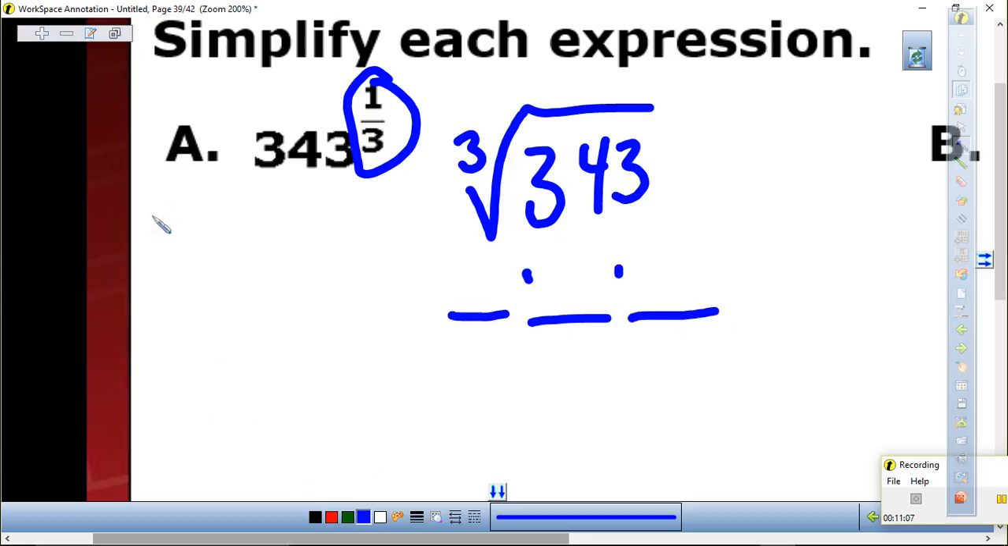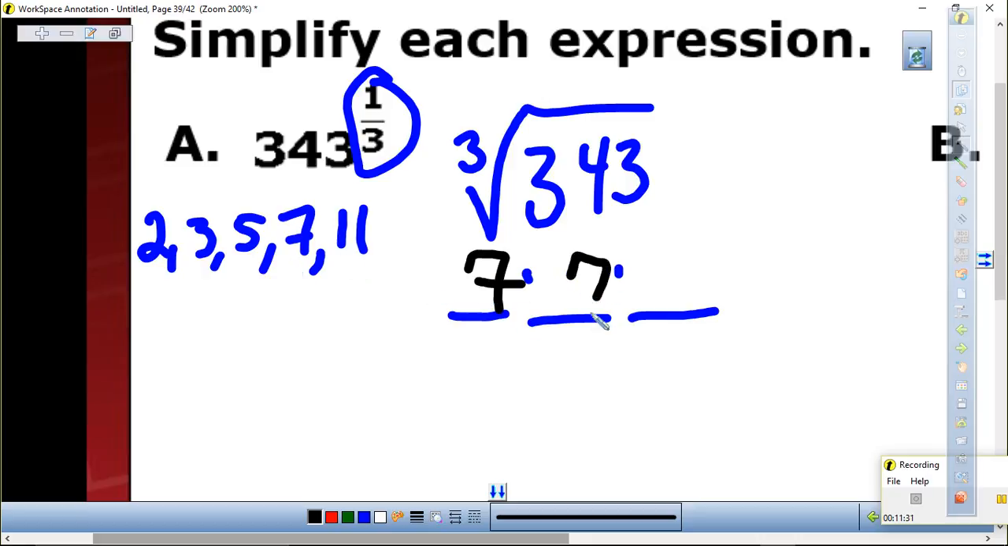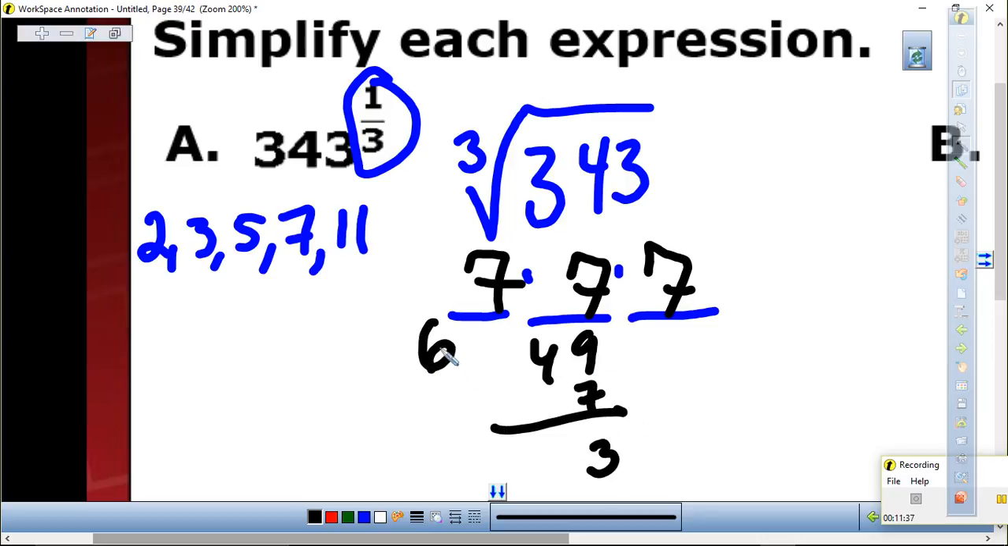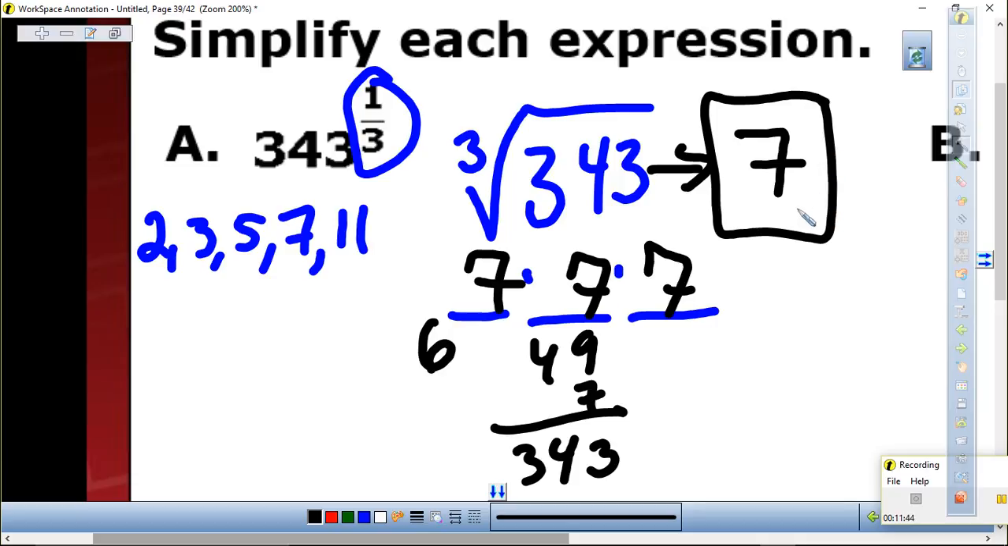So think about it. What are my first 5 primes? 2, 3, 5, 7, 11. Does any of those work? The 2, no. The 3, no. The 5, no. The 7? 7 times 7 is 49. Times 7 is 343. Therefore, this is 7.